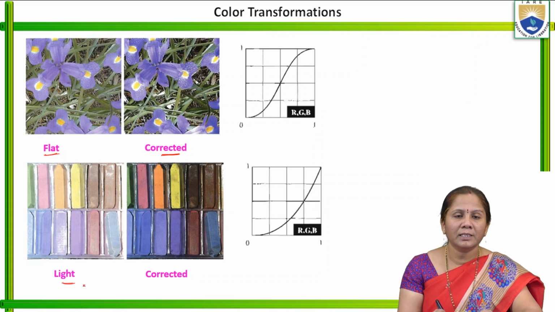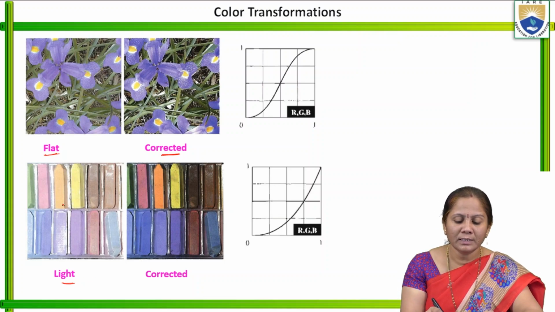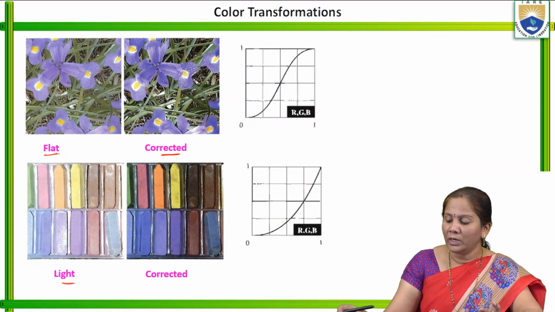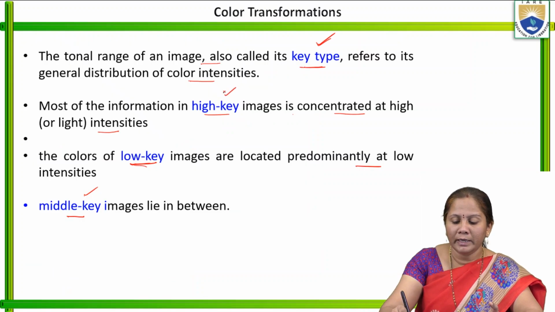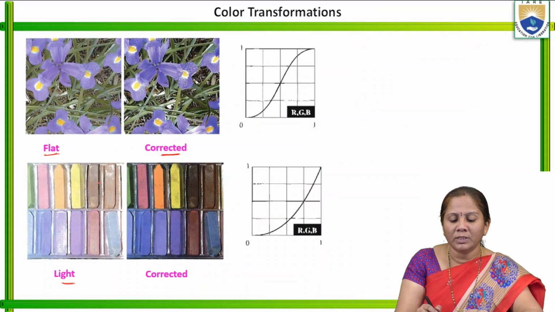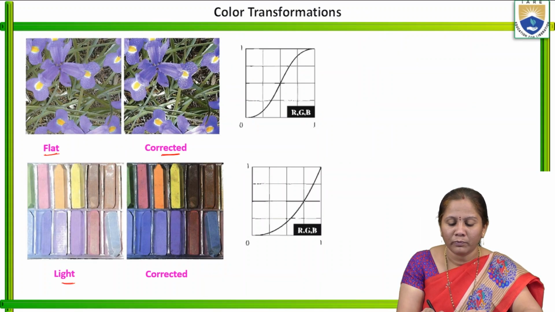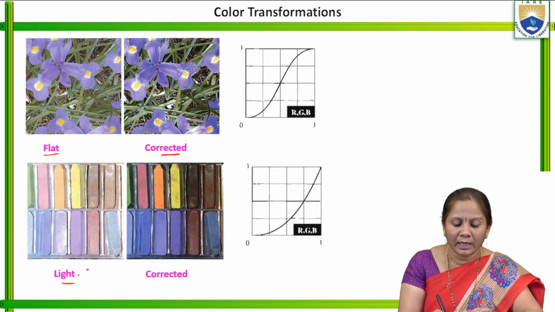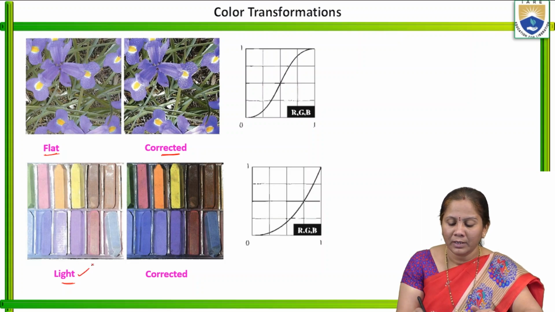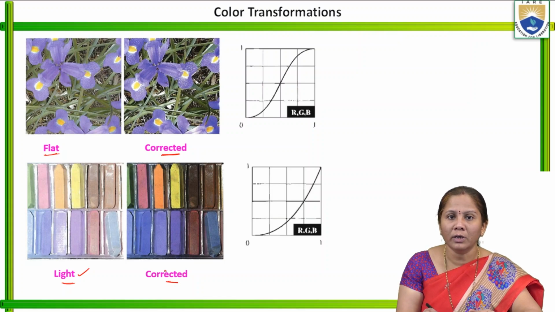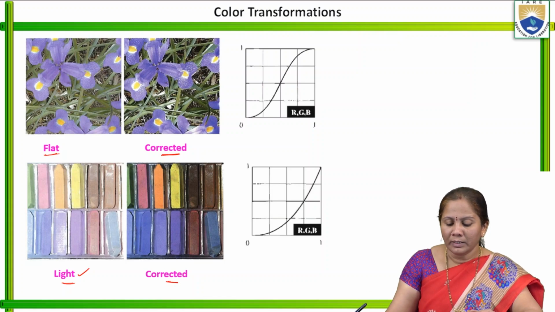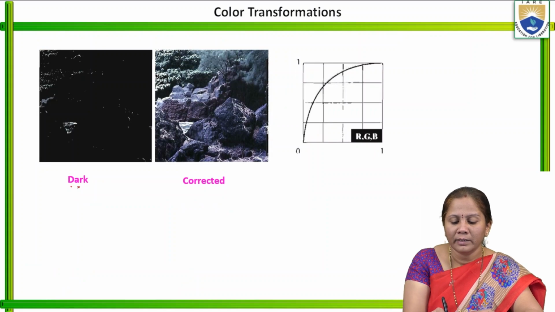coming to this second example, this is flat. So we have seen 3 key types: one is high key type, low key type and middle key type. So this is middle, flat means middle, and this light means low key type. And if you see the corrected image, the intensity of the colors are enhanced. And the third one is dark key type.